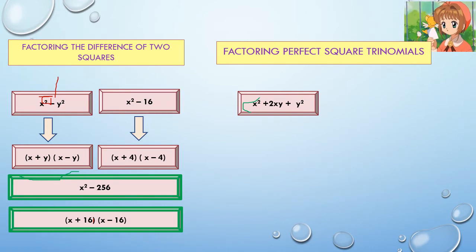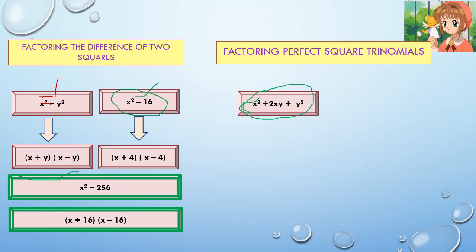So look at our example just a while ago. x squared minus 16 is a binomial. The two terms are x squared and 16. It is separated by a minus sign here. So it is a binomial. There are two terms. Now in our given here, it is a trinomial. Why? We have three terms separated by plus signs here.